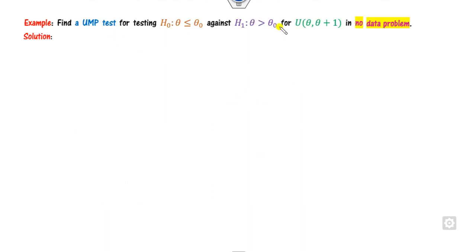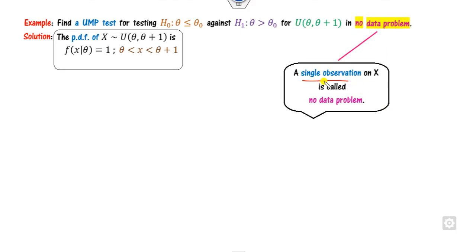Find the UMP test of this in the case of the no data problem. What is the meaning of that? The no data problem means a single observation. Once it's a single observation, what is the likelihood ratio? That is the product of i equals 1 to 1, that is my same thing.